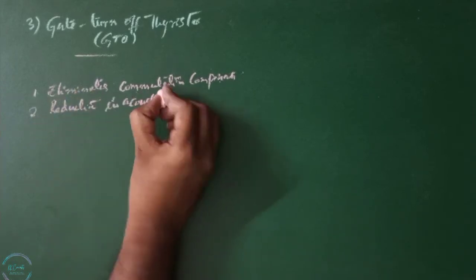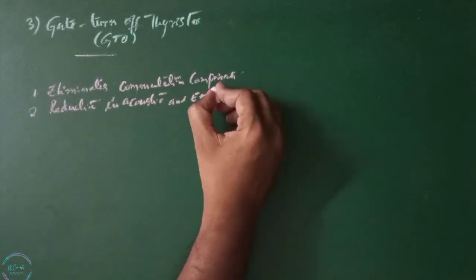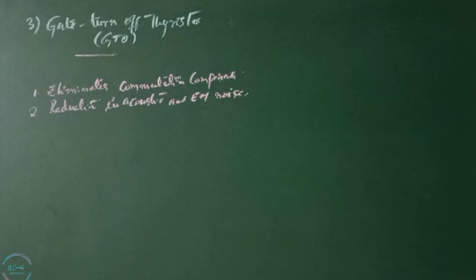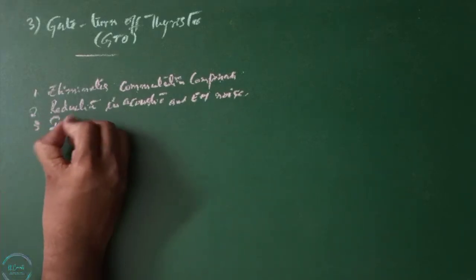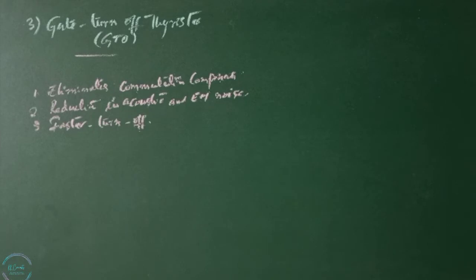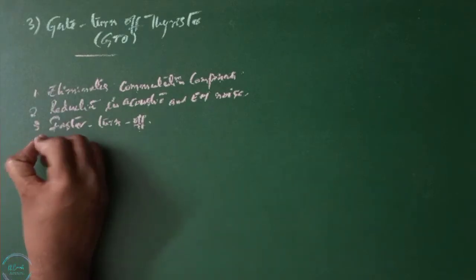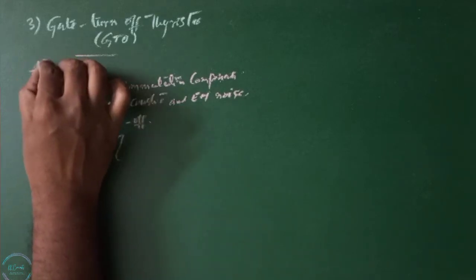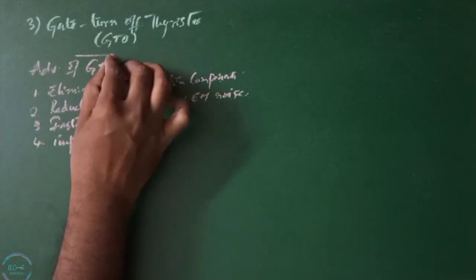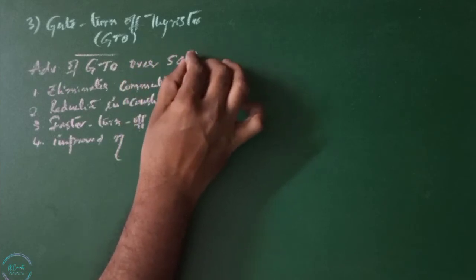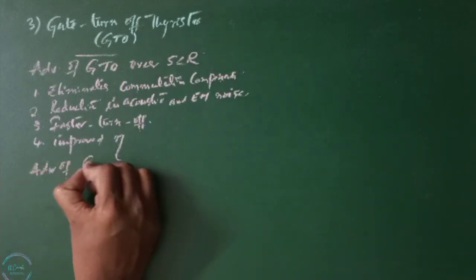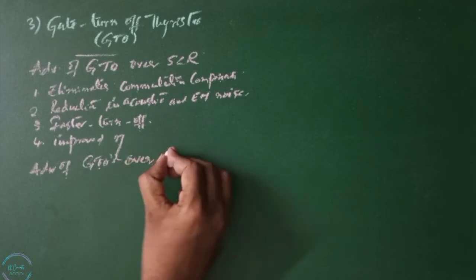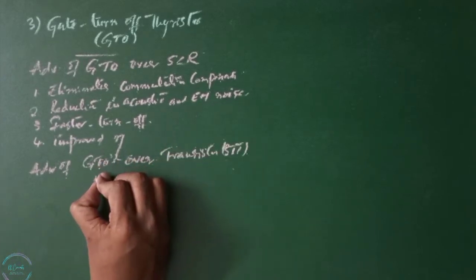Second, a reduction in acoustic and electromagnetic noise due to the elimination of commutation chokes. Third one, faster turn off permitting high switching frequencies. Fourth one, improved efficiency of a converter. These are the advantages of GTO over SCRs. The advantages of GTOs over transistors in low power applications.